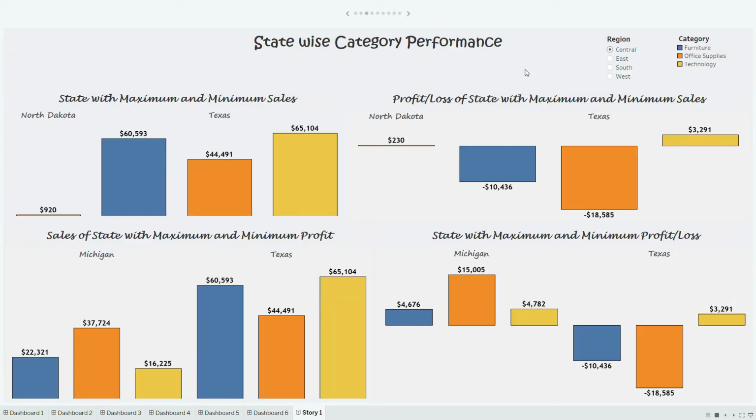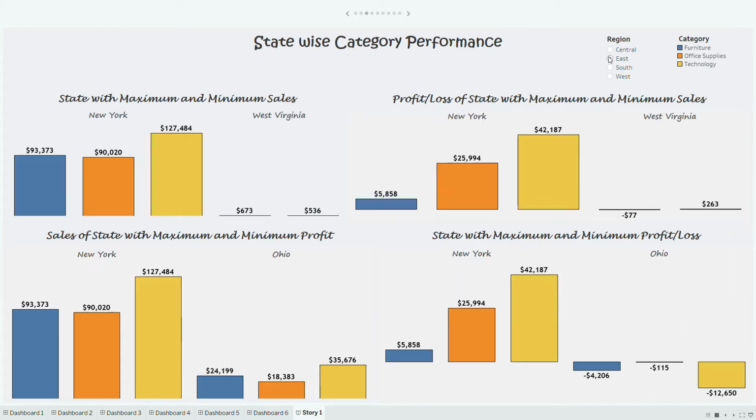Now let us analyze the subcategory which has performed well and which has not performed well in these states. We can see in Texas, which is in the central region, it has all three categories: furniture, office supplies, and technology. Here we can see furniture and office supplies went into loss for Texas, while in Michigan there is a profit for all three categories.